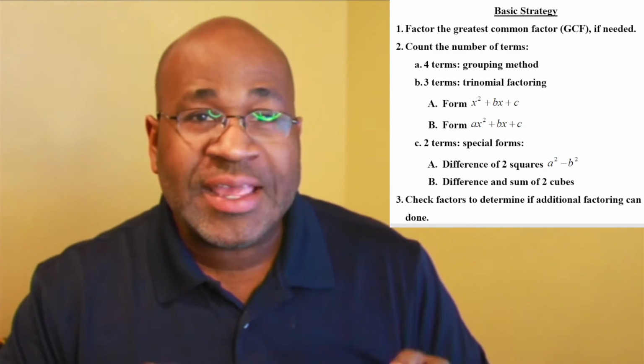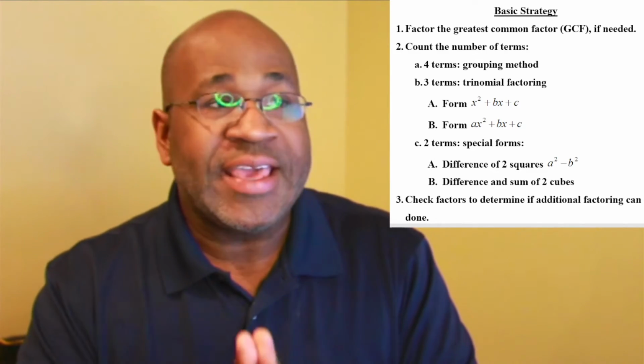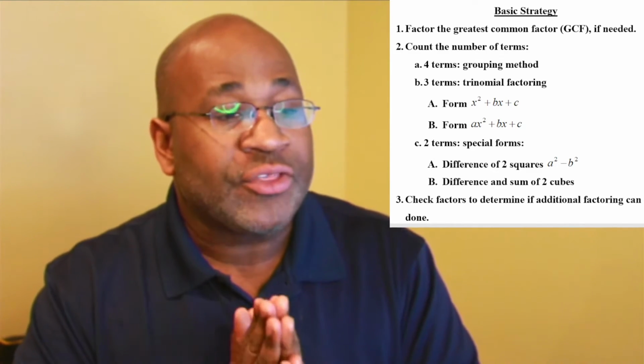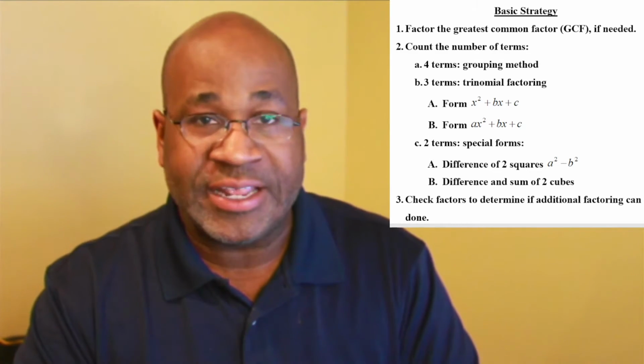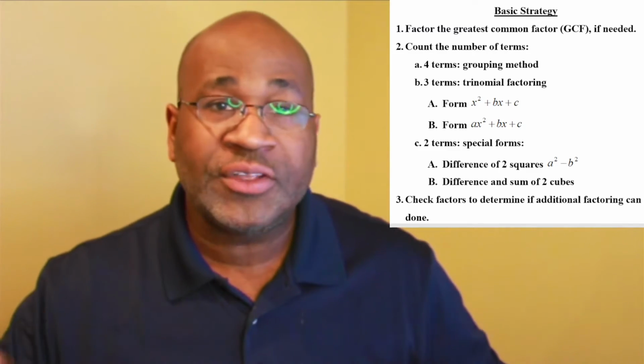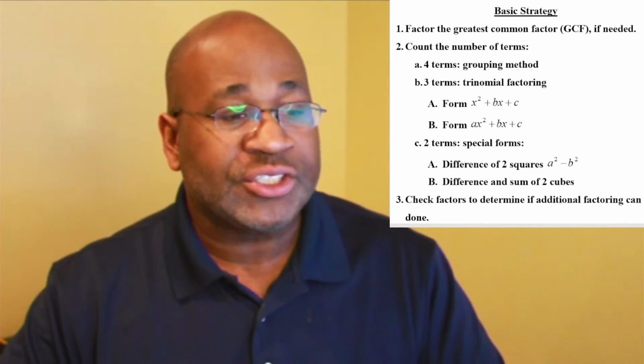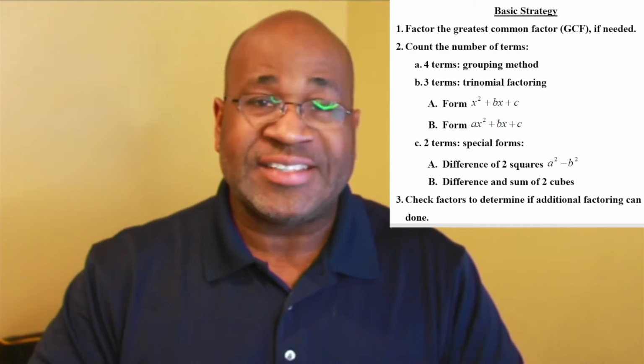Okay, so when we're looking at a polynomial that we're trying to factor, our basic strategy, the first thing we want to do is look for and factor out the greatest common factor if needed. So now I mentioned this before, look for the greatest common factor of all the terms, extract that, and then after that, what you want to do is count the number of terms. As I said before, the number of terms is going to determine the method that you use for factoring.